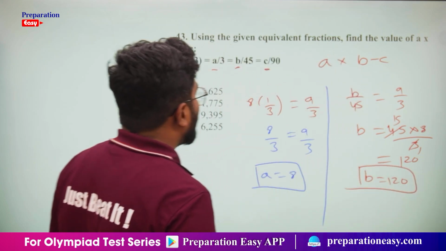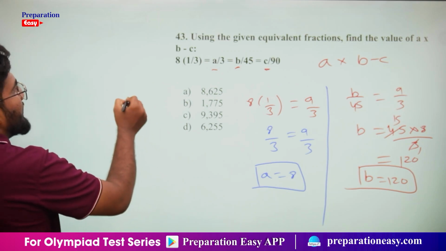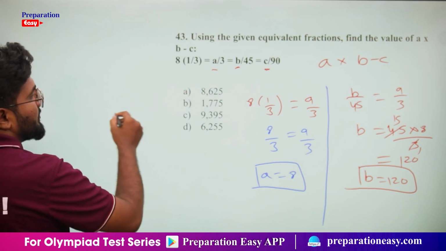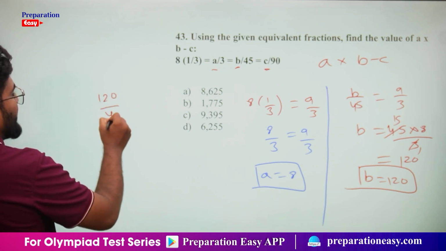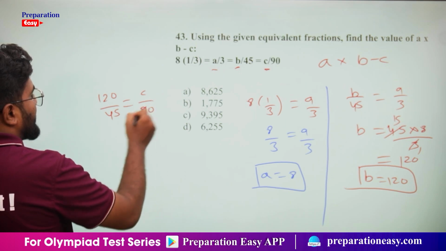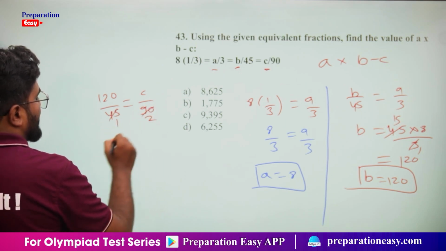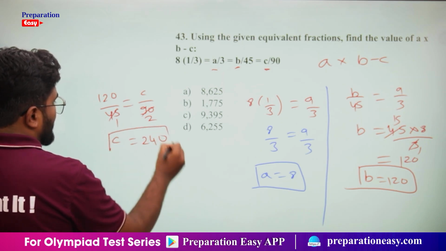Now we have to find the value of C. C by 90. Okay, so B by 45, that is 120 upon 45, is equal to C upon 90. So 45 ones are and 2s are. So C would be equal to 240.